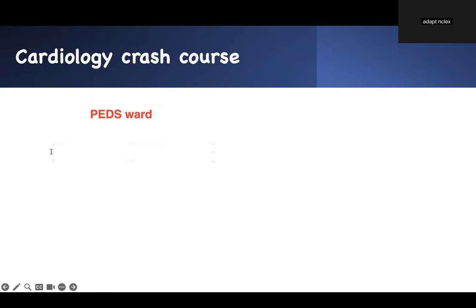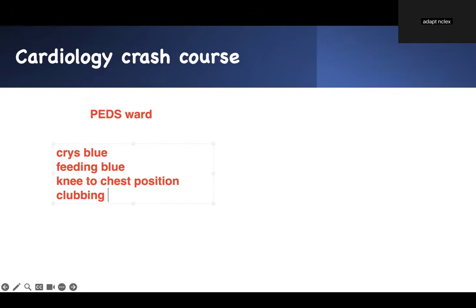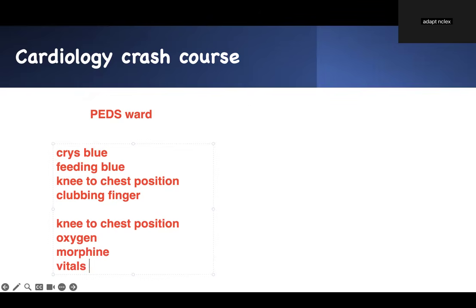What do I see? I see some young kid. When he cries, it's blue. When you're feeding him, it's also blue. And when that happens, you go into knee to chest position. What is going on with that patient? I look at his fingers, he has clubbing fingers. And whenever he turns blue, the nurse keeps the patient in knee to chest position. And then we give them oxygen. Then we give them morphine. We check the vitals. Hey, what is going on with this patient?